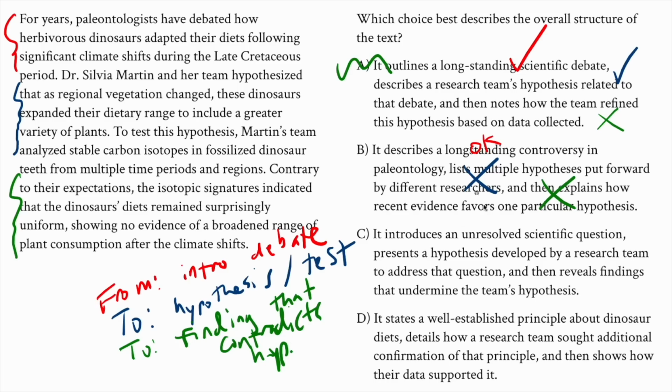C, it introduces an unresolved scientific question. Again, a long-standing scientific debate, an unresolved scientific question. It presents a hypothesis developed by a research team to address that question, and then it reveals findings that undermine the team's hypothesis. Yes, because if their hypothesis was that they expanded their dietary range as regional vegetation changed, but they found that nope, they didn't broaden their dietary range, that means that the results undermine the team's hypothesis, and so that one is going to be correct.